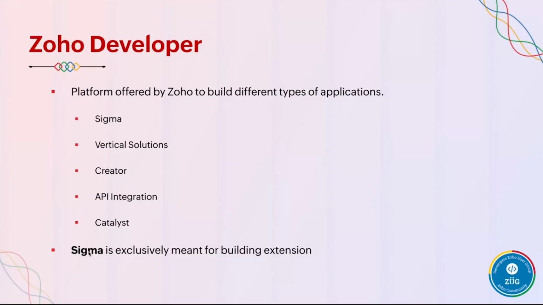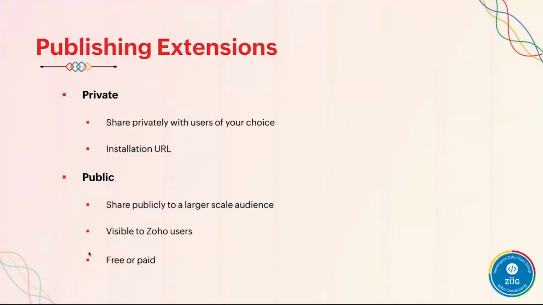So we now have an idea on what extensions are and the support that is available at Zoho's end to build these extensions. Next, let's quickly see the different ways in which you can publish these extensions that you have developed. Once you develop an extension using the Zoho developer platform Sigma, depending on your business needs, you can choose to publish the extension either privately or publicly.